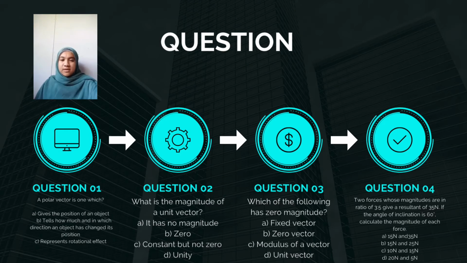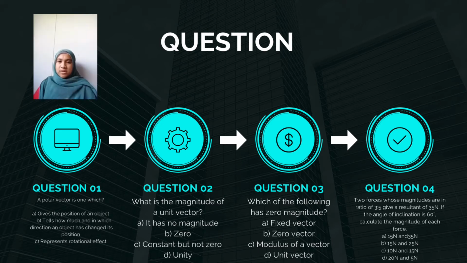Today I will present the question and answer. Here I have some example questions. Question number 1. A polar vector is one which: A. Gives the position of an object. B. Tells how much and in which direction an object has changed its position. C. Represents rotational effect. D. Has a starting point of application.